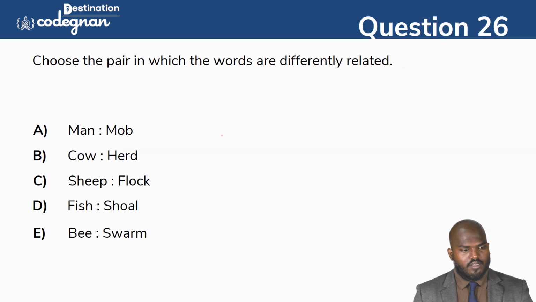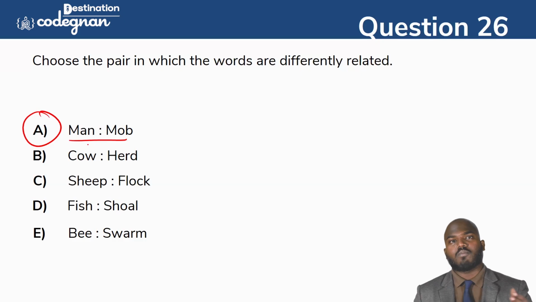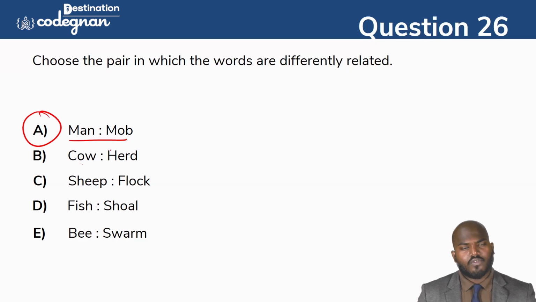That is 26. Man and mob, cow and head, sheep and flock, fish and shoal, bee and swarm. Here we can go for option A because this is just mentioning the singular and the plural. The others are collective groups. A collective of cows we can call a head. A collective of sheep we can call a flock. A collective of fish we can call a shoal. A collective of bees we can call a swarm. Man is not called the same thing here. So option A is the correct answer.